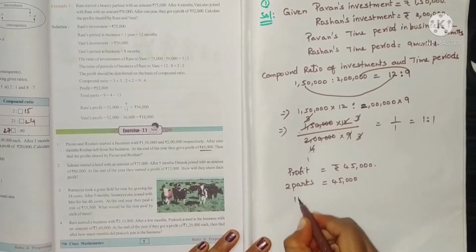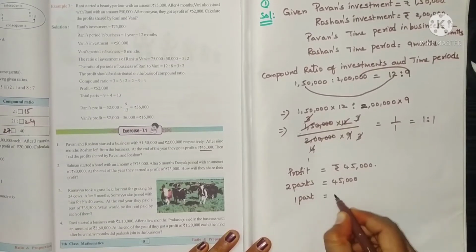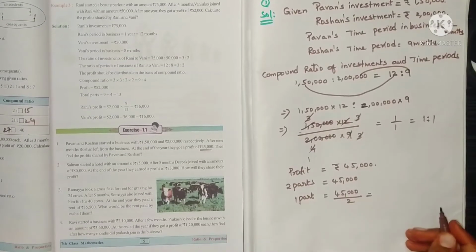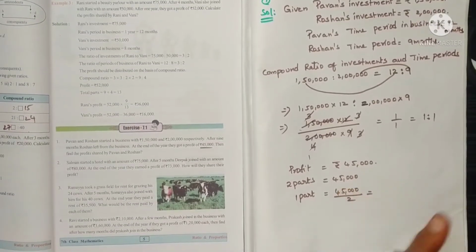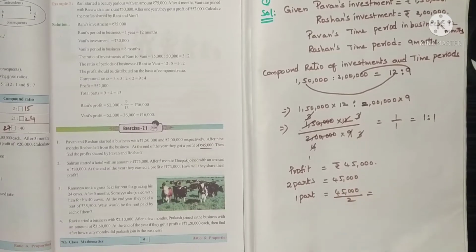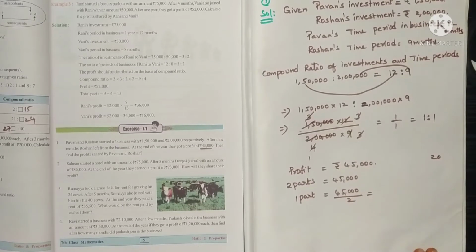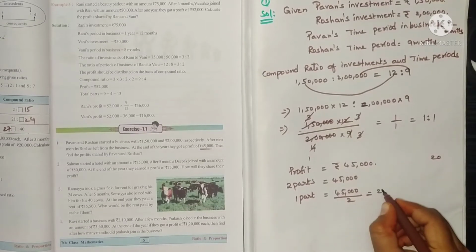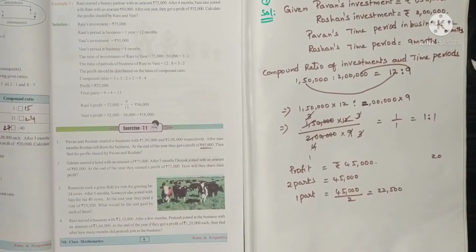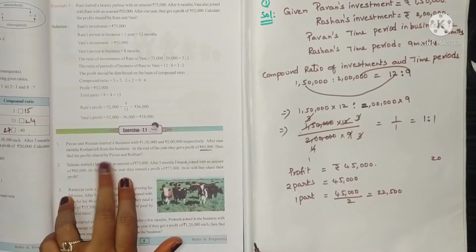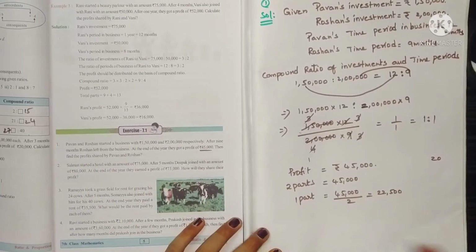45,000. Then students, what's the value of 1 part? 45,000 by 2. Simply, let's keep this 5,000 aside. Half of 40,000 is 20, and half of 5 is 2.5, right? So you will get 22,500. Okay, and then find the profits shared by Pawan and Roshan.